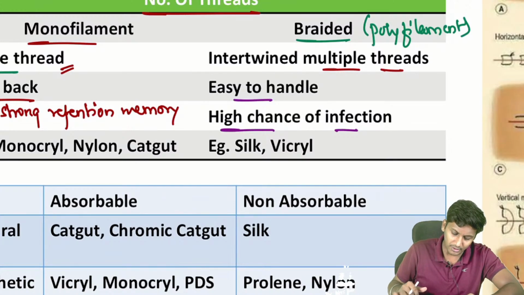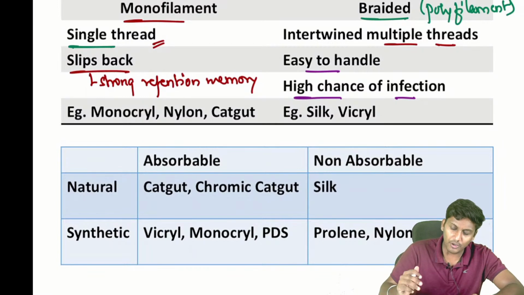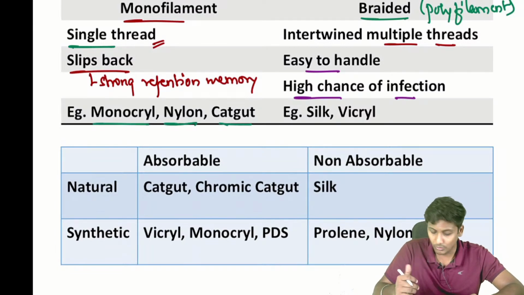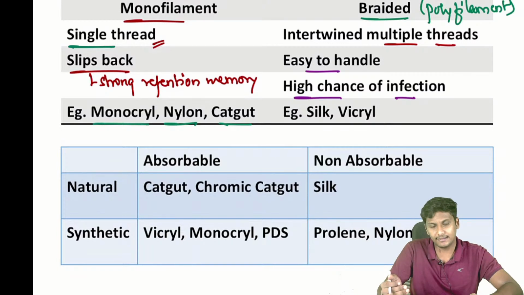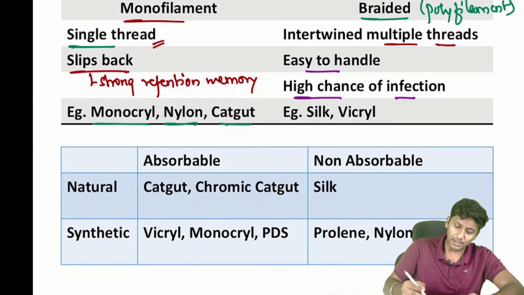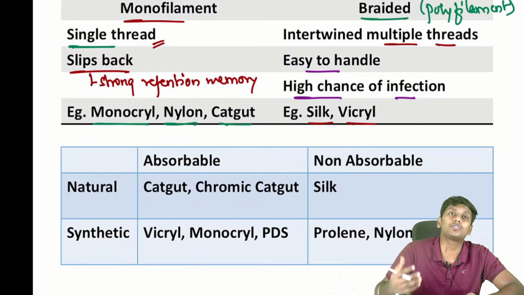Okay, so that's the important thing. Examples for a braided and a monofilament suture that you have to remember. Monofilament suture ke examples can be remembered as monocryl, nylon, or catgut. Okay, so monocryl, nylon, or catgut are the best examples of a monofilament suture. But the polyfilament suture, the most commonly used ones.